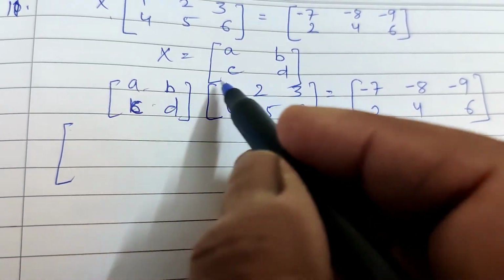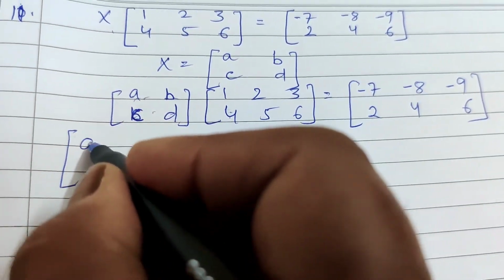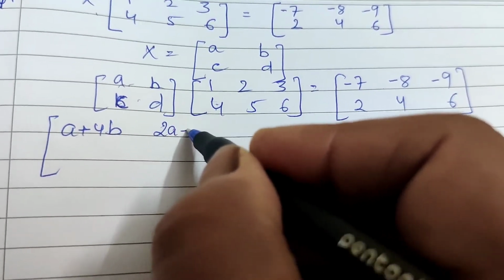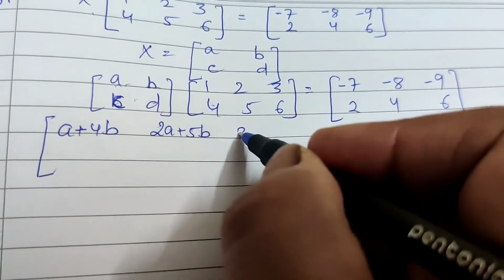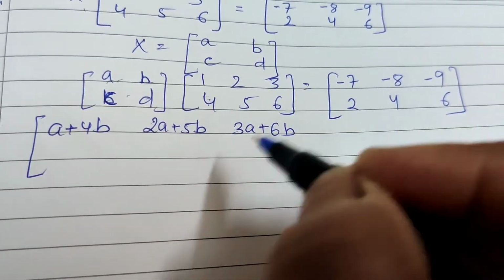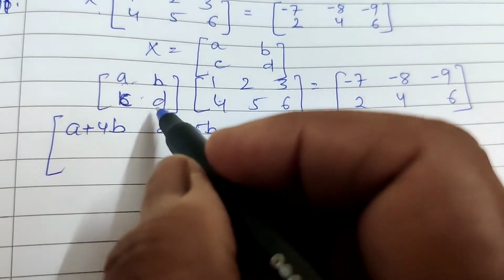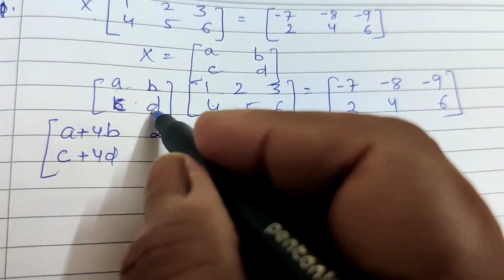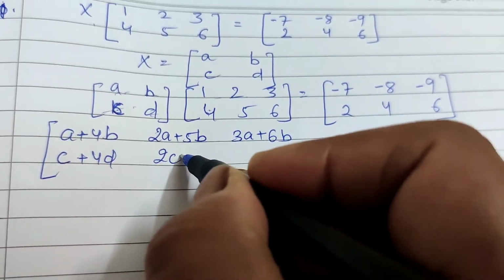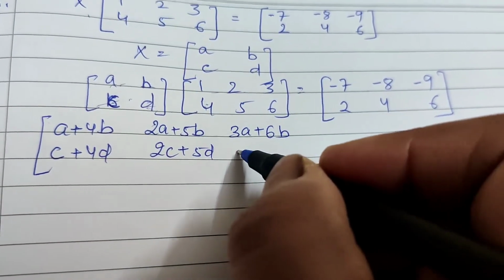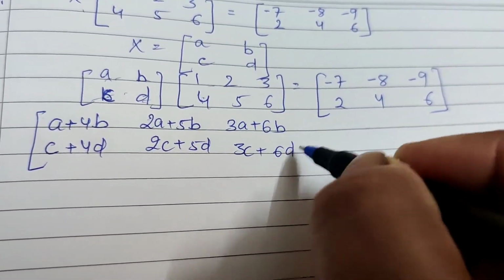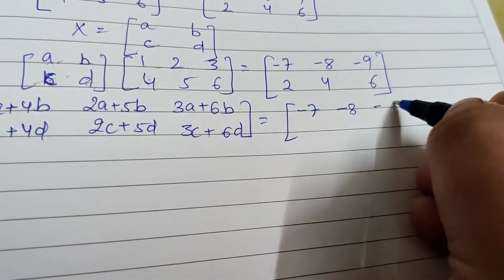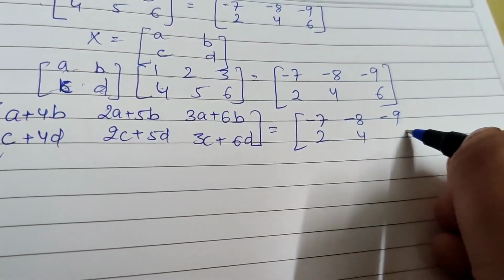The first row is A plus 4B, 2A plus 5B, 3A plus 6B. Then the second row is C plus 4D, 2C plus 5D and 3C plus 6D, equal to the given matrix [-7, -8, -9; 2, 4, 6].